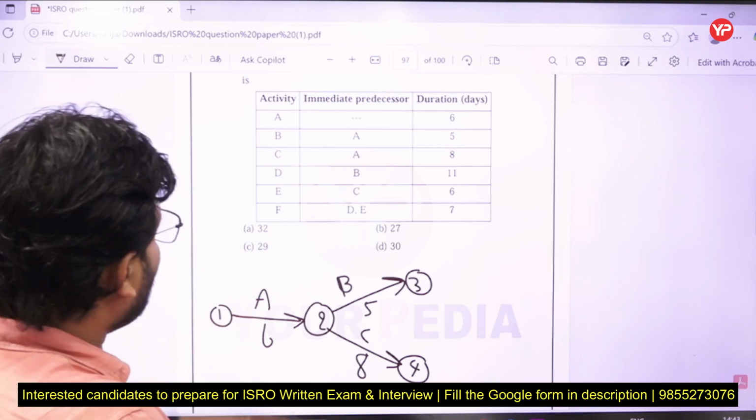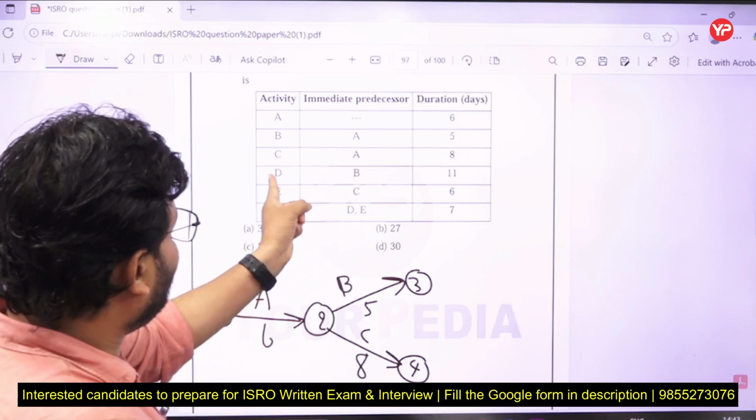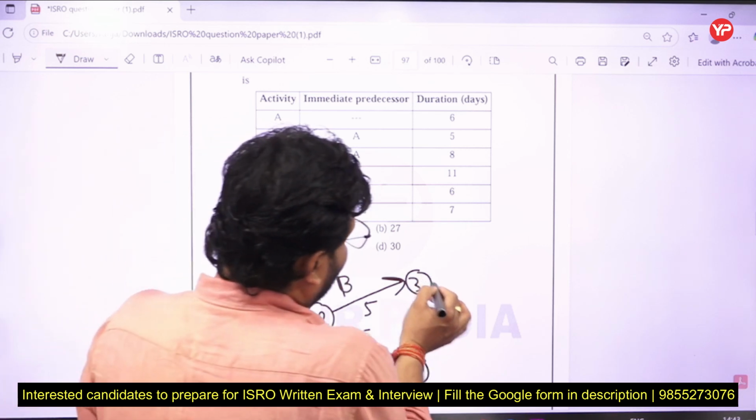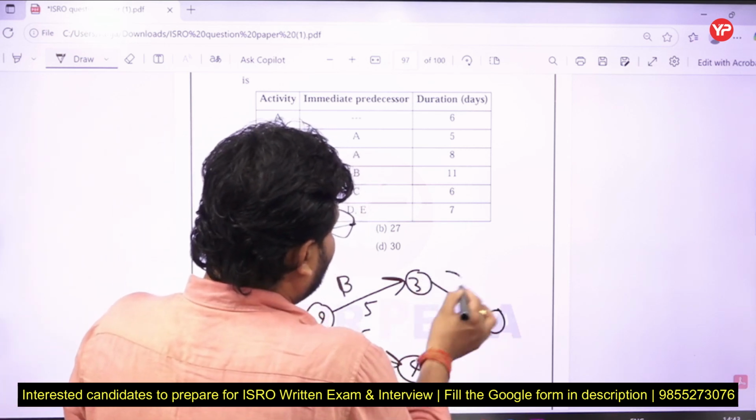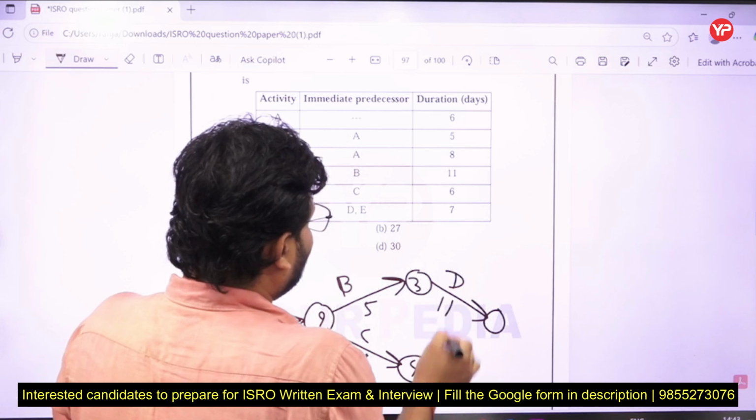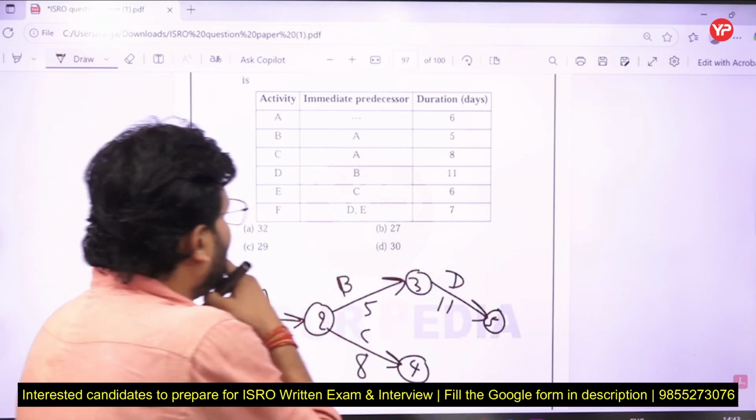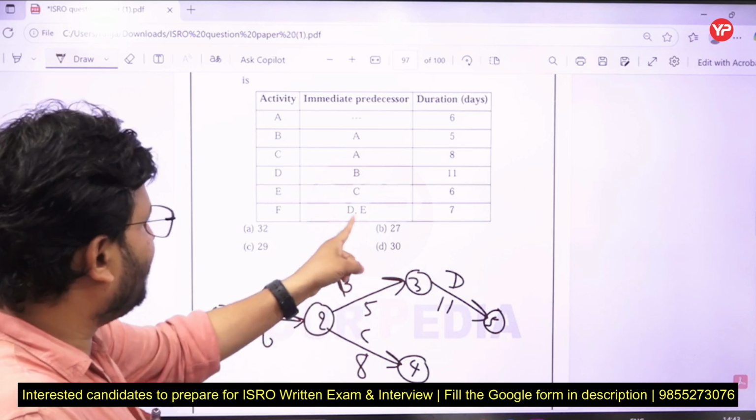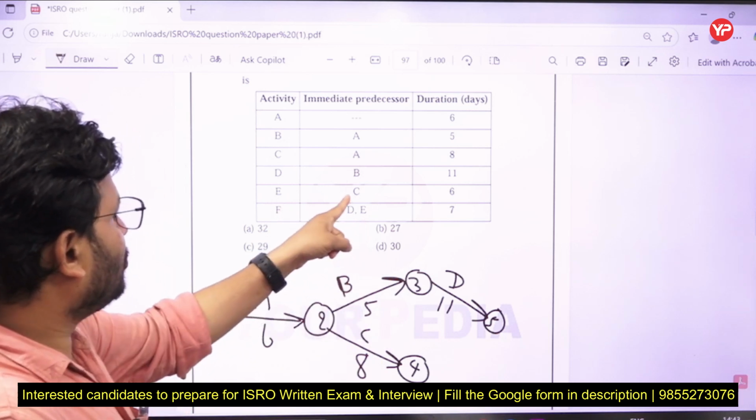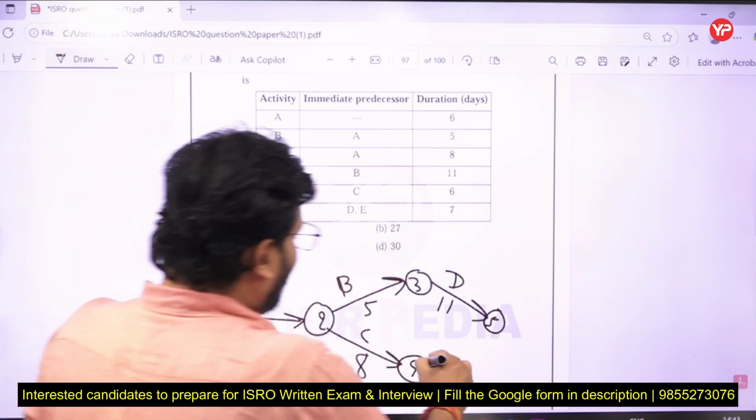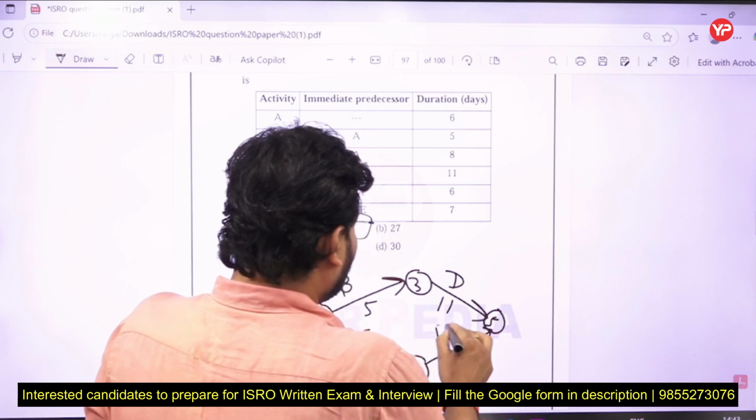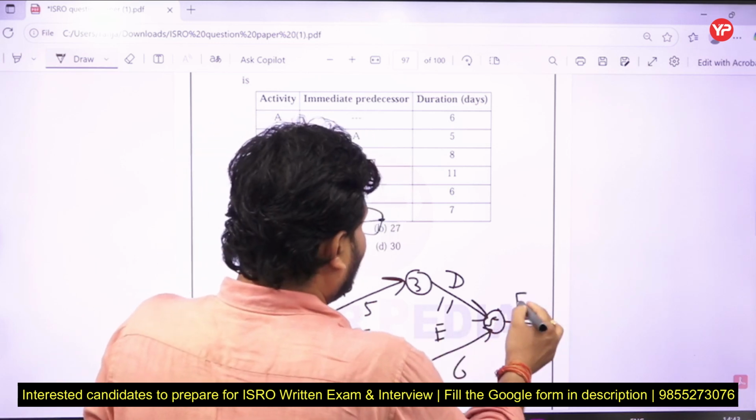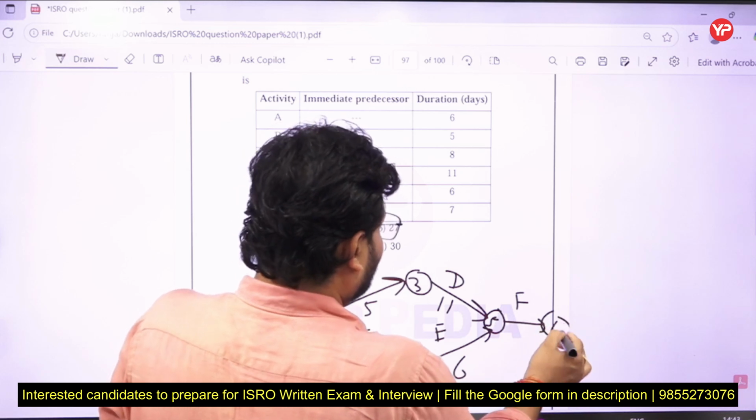And after that, immediately preceding B, from B, D is coming out. So let's assume this is D. How much time does it take? 11 days. Let's assume this is 5, and you have to see here D and D are going to be matched. From D, F will go out. So from C, E, so E you have to meet there. This is E, and how much does it take? 6 days, and after that F, let's assume 6, and how many days? 7 days.